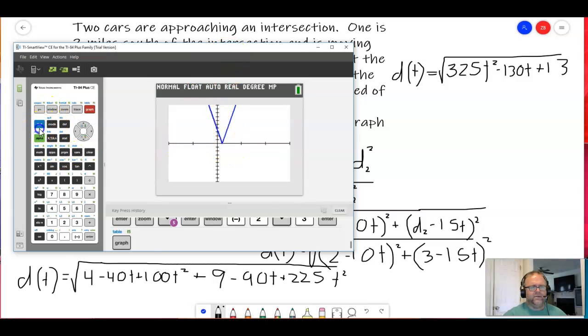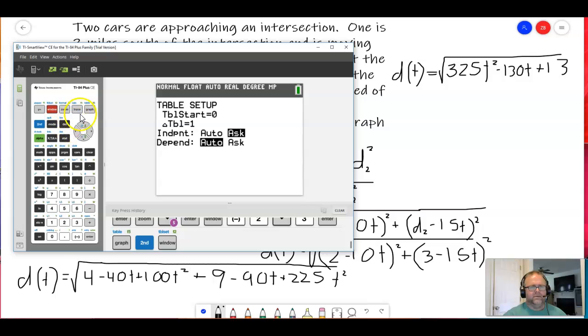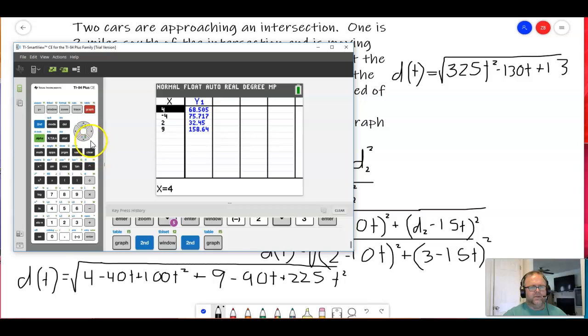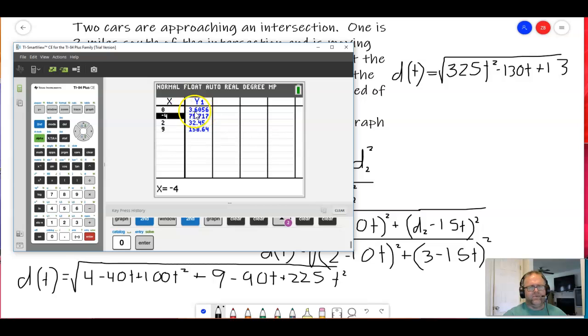Well, if I go to table set, I'm good there, and I'm going to go to table. Let's clear all. Having trouble clearing it. Well, let's look at when t is equal to 0. Look, we got that 3.6. That was the distance between the two vehicles, which is right. Now, what happens when t is equal to 1? Now they're 14.422 miles away from each other.